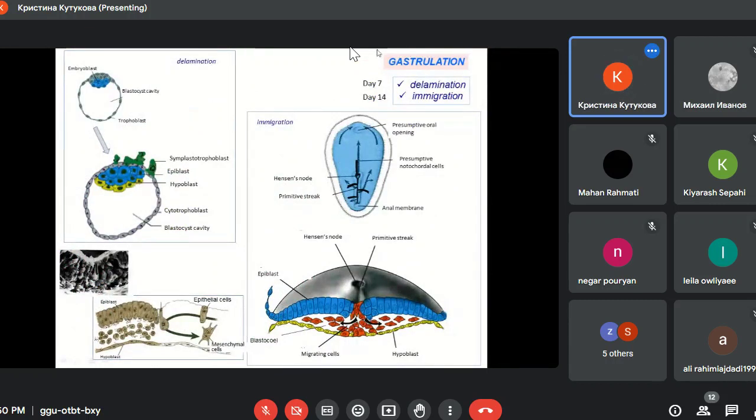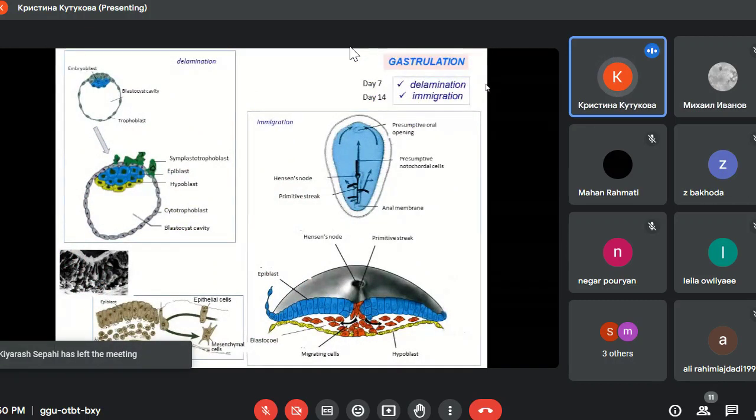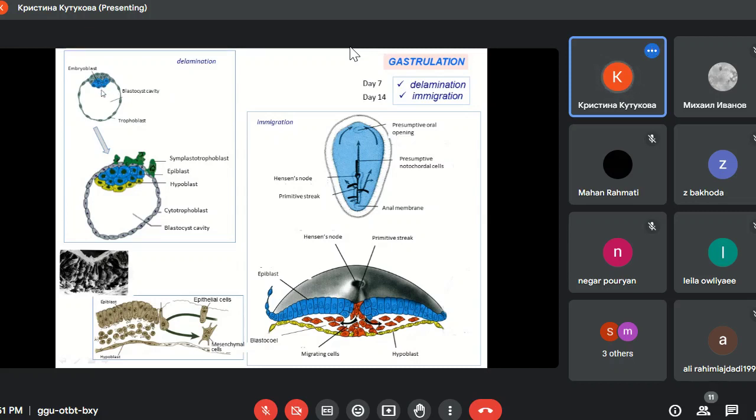And also, during this period, the development of the embryo itself takes place, which includes two stages of gastrulation. Stage 1 is called delamination, which means split. What happens? The embryoblast, blue here, which is one mass of cells, is split into epiblast and hypoblast, into two layers. So delamination is when from one mass of cells we have two layers of the embryo.